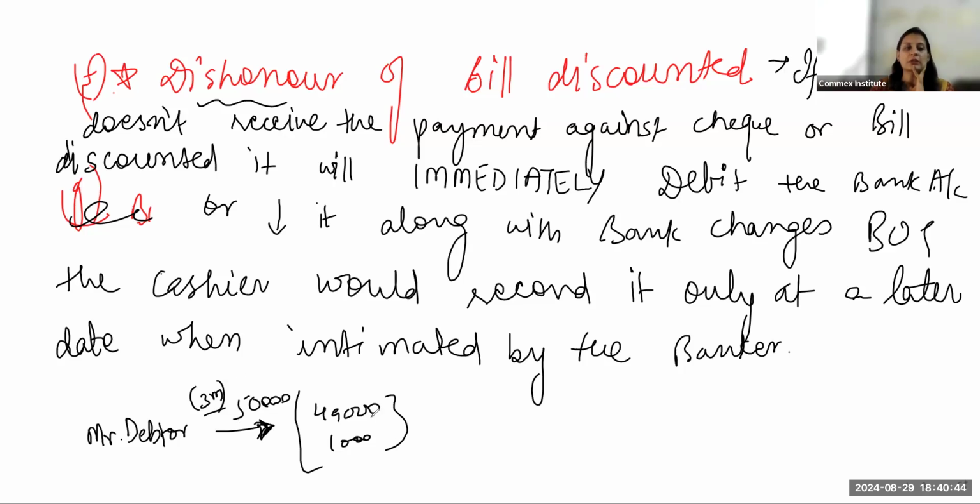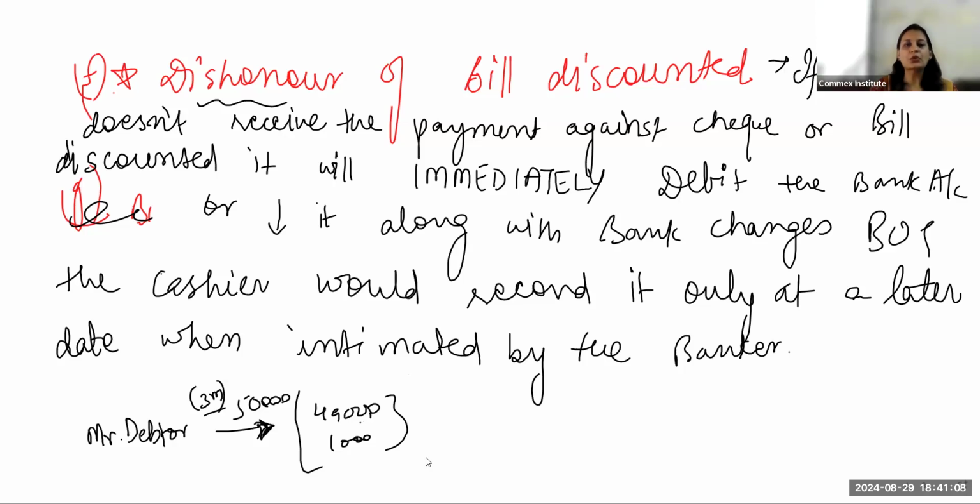He gave me 49,000. And then 3 months later, the debtor refused to pay this amount. So the banker is not going to bear this loss. What will he do? He will debit my bank account. He'll immediately reduce 50,000 from my account.